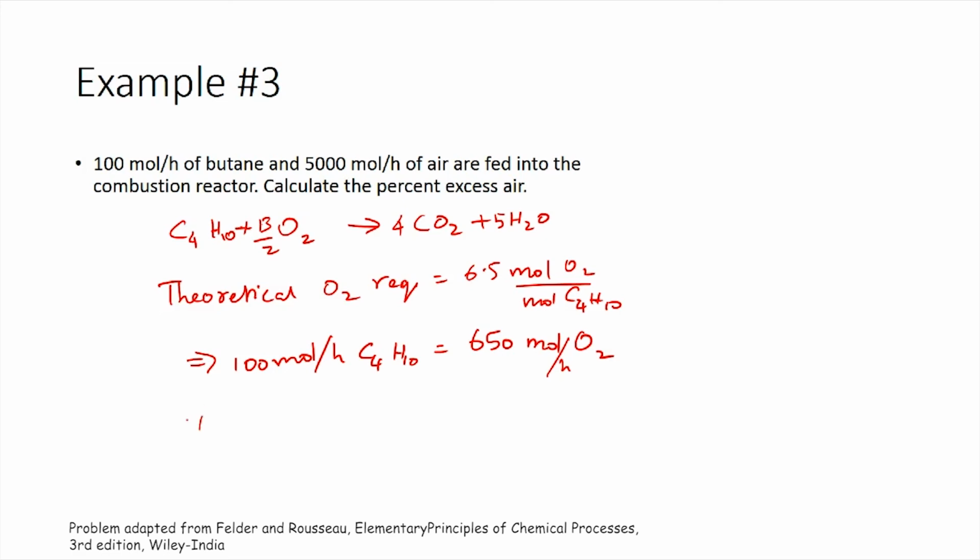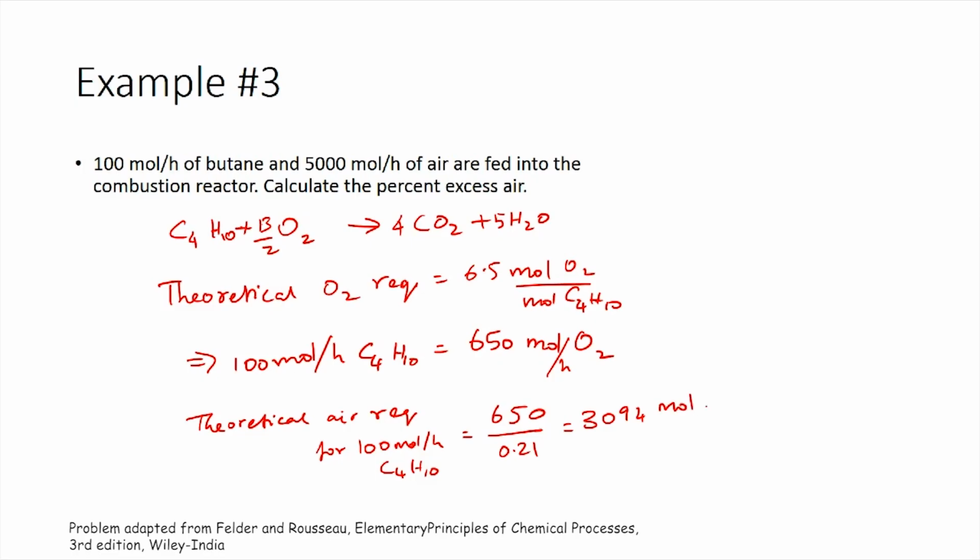So, the theoretical air requirement for 100 moles per hour of butane would be equal to 650 divided by 0.21. So, this gives you a value of 3094 moles of air per hour.